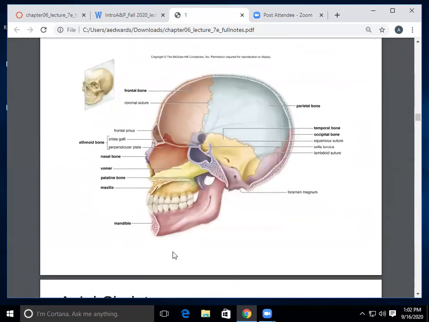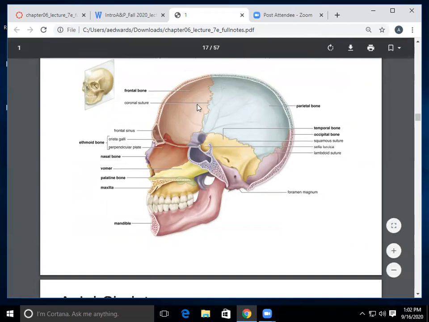Okay, another view, sagittal view, right? Mid-sagittal, okay. Another view of the frontal bone. Here's a coronal suture. This is like a frontal or coronal section this way. Here's your parietal bone. So your coronal suture separates your frontal bone from your parietal bone. Lambdoid suture separates your parietal bone from your occipital bone. Your squamous suture separates your parietal bone from your temporal bone. Okay.